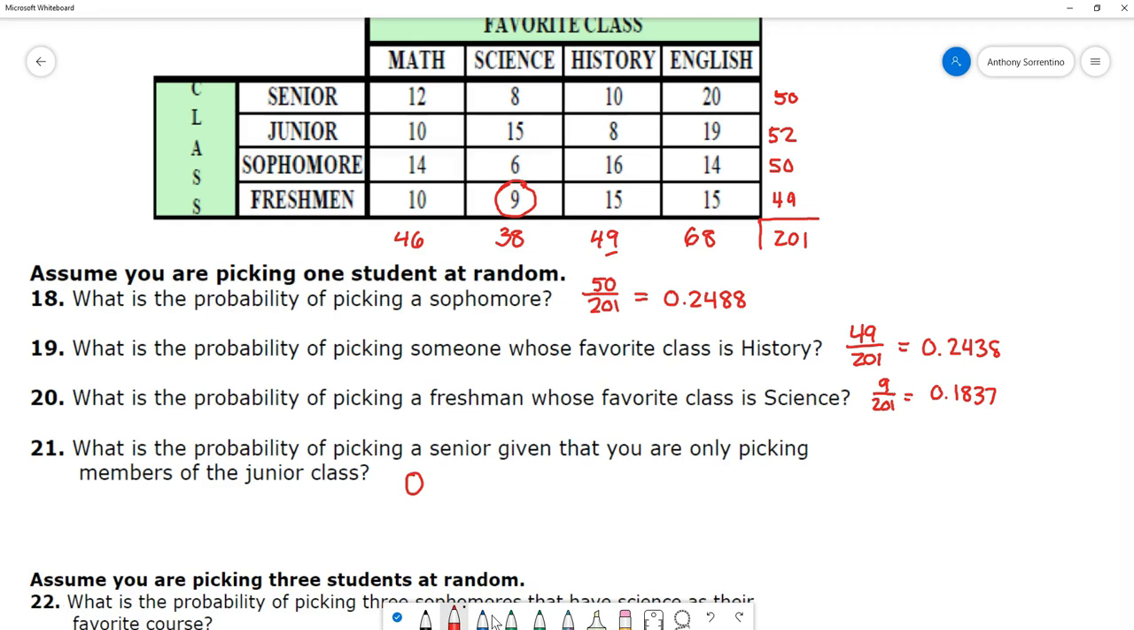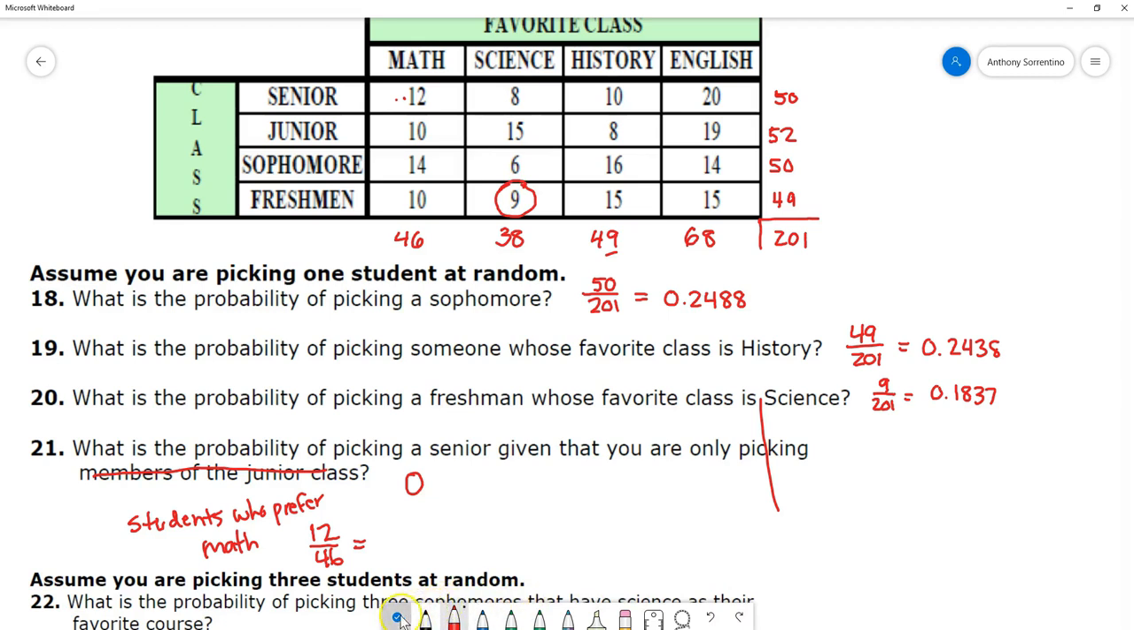But they could have said, what's the probability of picking a senior given that you're only picking students who prefer math? Then I would say, well, that would be that specific, here's seniors, there's 12 of them that prefer math. That'd be a 12 for that. But I'm only picking from the students who prefer math. So that'd be 12 out of 46 in that instance, which you would simplify.